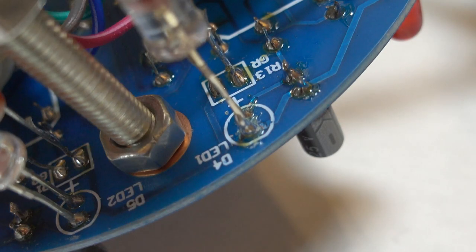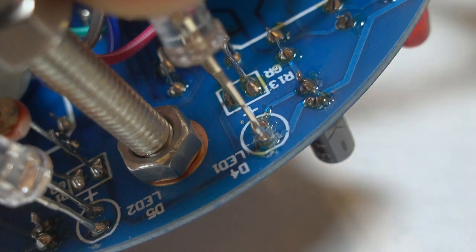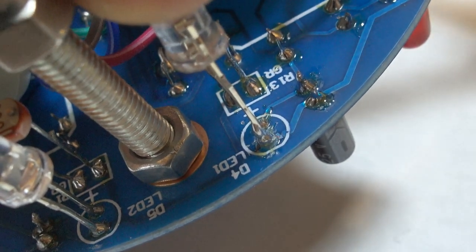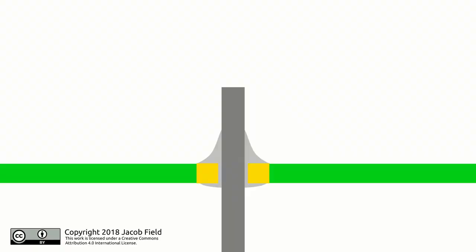Be careful when clipping or bending leads on a component that has already been soldered. Too much force in the wrong direction can cause the pad to lift up, and this is either difficult or impossible to repair. Here are some examples of good solder joints. Note how shiny they are. In this cross section, you can see how the solder makes a conical shape and also makes good contact with the pad and the lead.